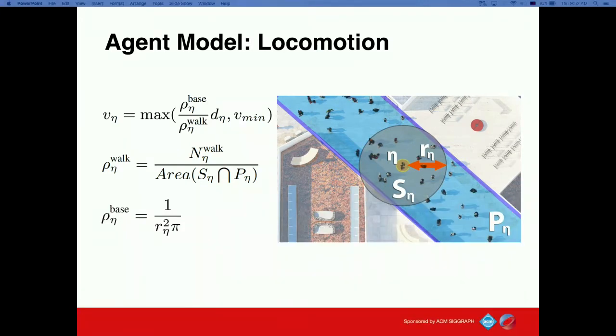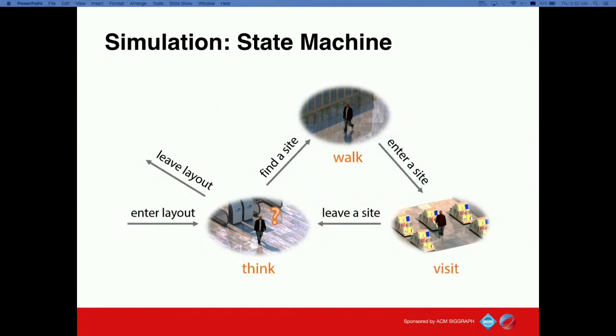Having the agent model, we run a simulation by controlling every agent with a simplified state machine. After entering the layout, the agent repeats the process: think of the next target site, walk to the target site along the shortest path, and visit the target site for a time-specific period, which could be learned from statistics. After all sites in the visit sequence are visited, the agent leaves the layout.